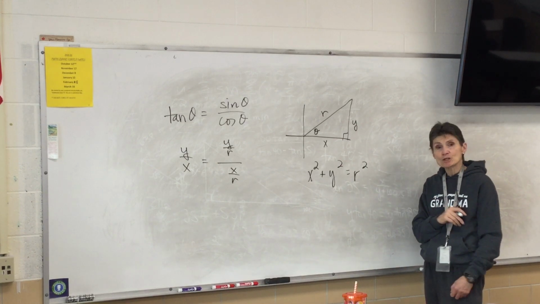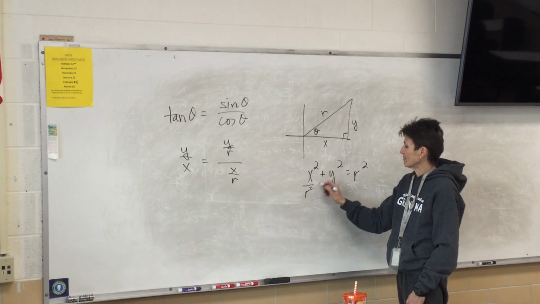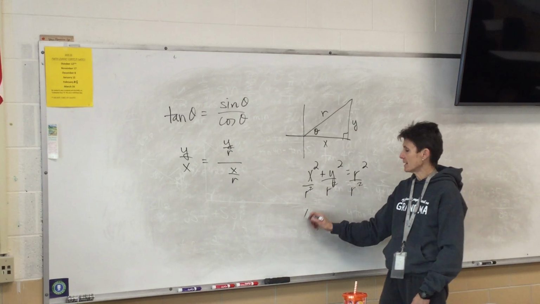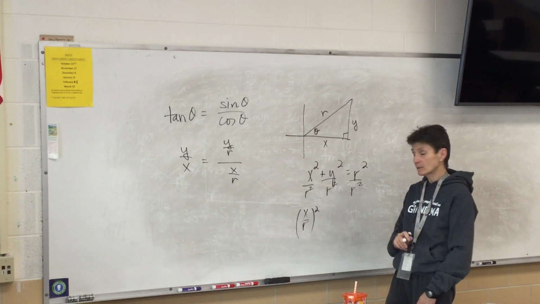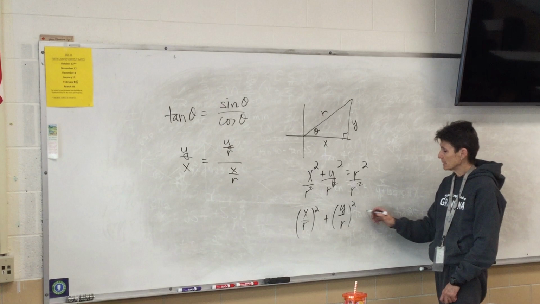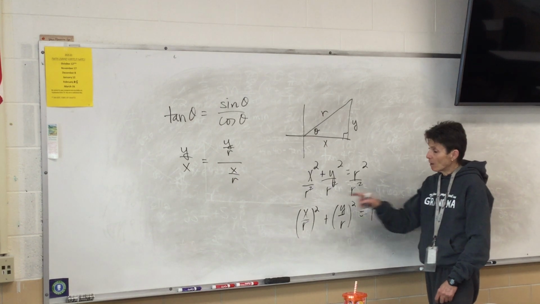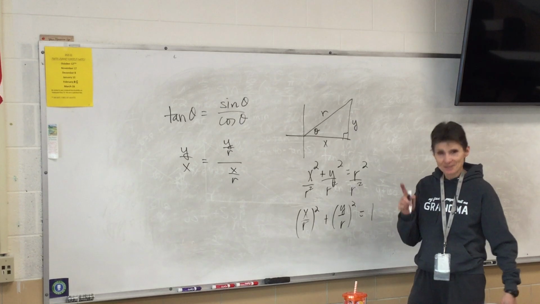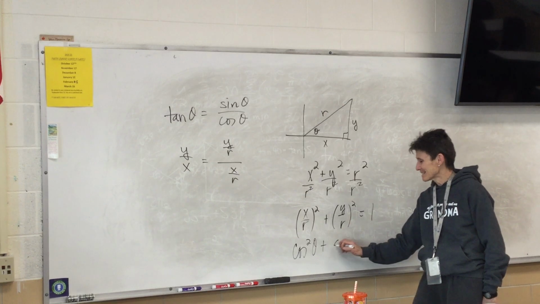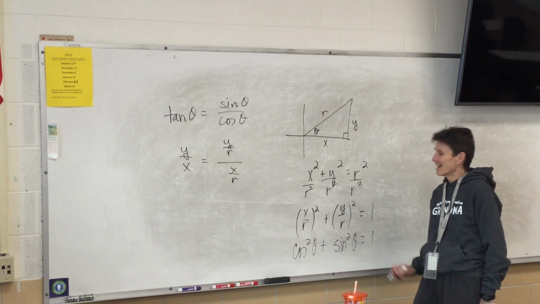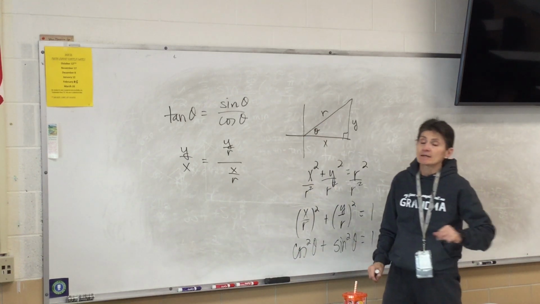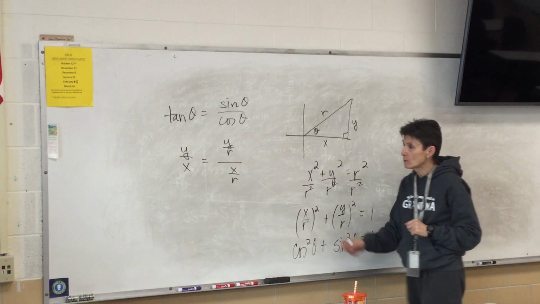And we can take that equation if we want and divide everything by r squared, creating a new equation, which would be x over r squared plus y over r squared equal to 1. But we know that x over r is cosine, so this is cosine squared, this is sine squared, and so it is true that always, this is a biggie, put a star by it, cosine squared plus sine squared is 1.